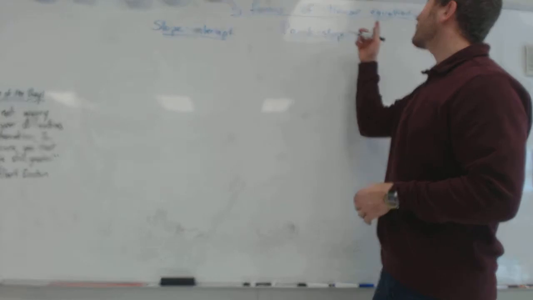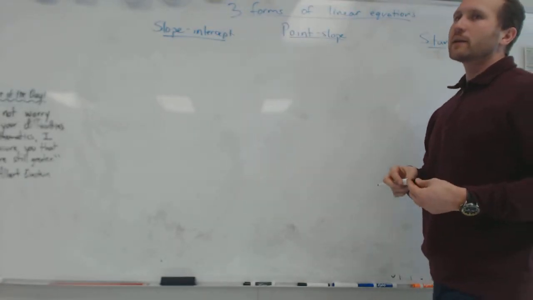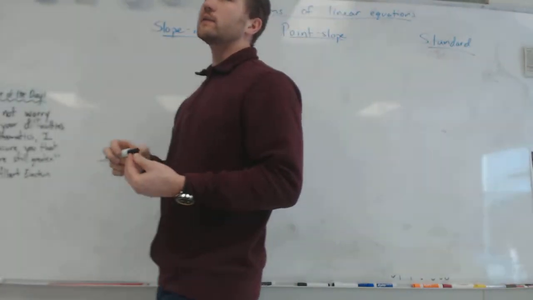So we're going to talk about three forms of linear equations. And the focus today is going to be how to graph these three forms. So slope-intercept form, what is that? Very good. y equals mx plus b, where m is the slope and b is the intercept.